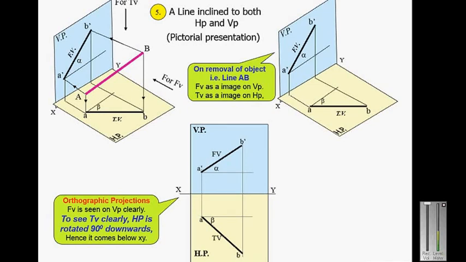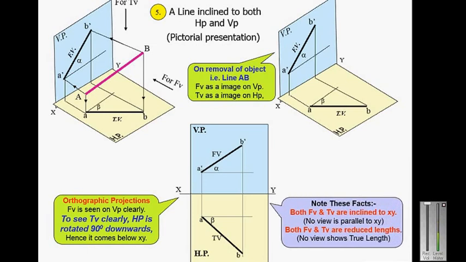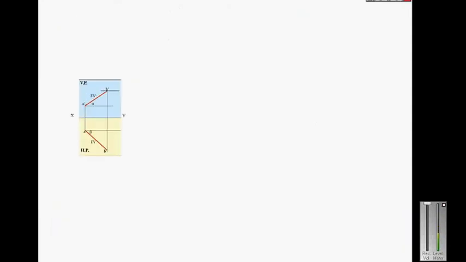In the orthographic projections, the front view is seen on the vertical plane. You can see the top view: HP is rotated 90 degrees downwards, so it becomes below the XY line. So note that both the front view and top view are inclined to the XY line. No view is parallel to the XY line, and remember both the front view and top view are reduced length, that is called apparent length. No view shows the true length.